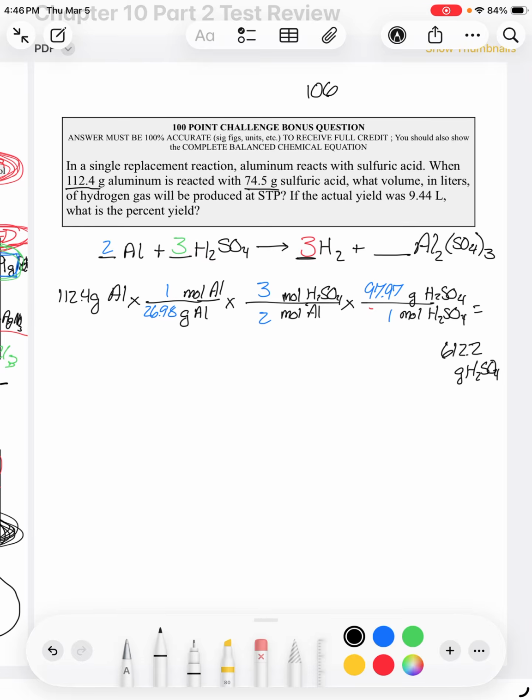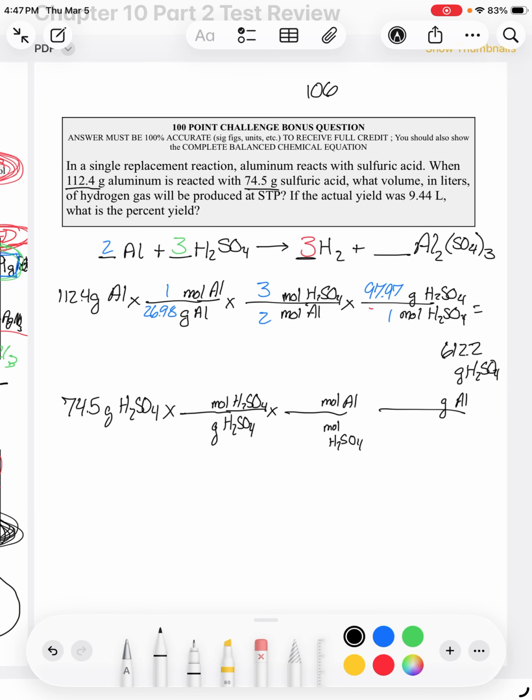Then we'll start with the other reactant, and that's 74.5 grams of sulfuric acid, which is going to convert all the way into grams of aluminum. I'm taking the grams of one reactant and turning it into grams of the other. So 74.5 grams of sulfuric acid, let's go ahead and convert that into moles of sulfuric acid. Turn moles of sulfuric acid into moles of aluminum. Now we're going to turn moles of aluminum into grams of aluminum.